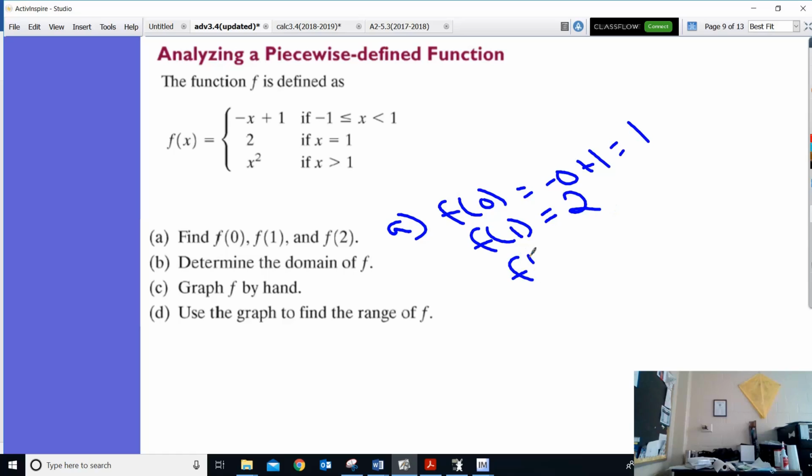And last thing is f of 2. Leah, where do you get to plug that 2 into? The last one. 2 squared.